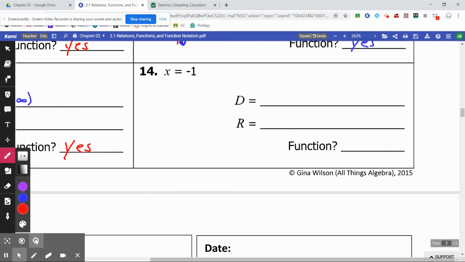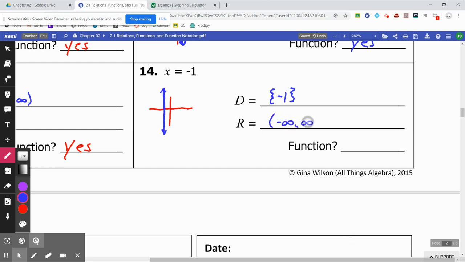Now the next one, x equals -1. If you don't remember this one, x equals -1 is actually a vertical line. Looks like this. So what is your domain? There's only one element in your domain, and that is -1. What is your range? How high does your graph go and how low does your graph go?